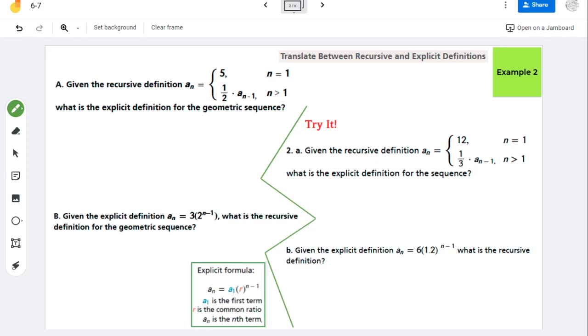In today's video, I'm covering example 2 from section 6-7 in the SavvasRealize Algebra 2 textbook. The goal of today's video is to translate between recursive and explicit definitions.